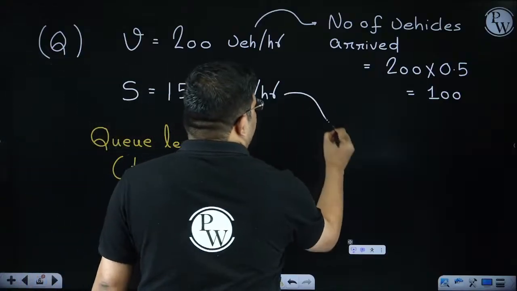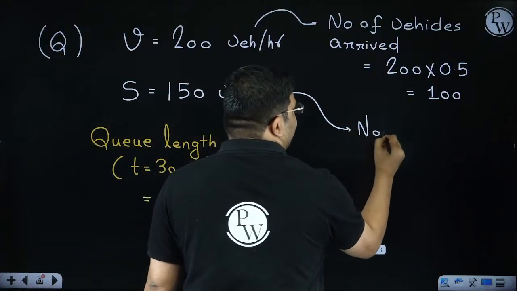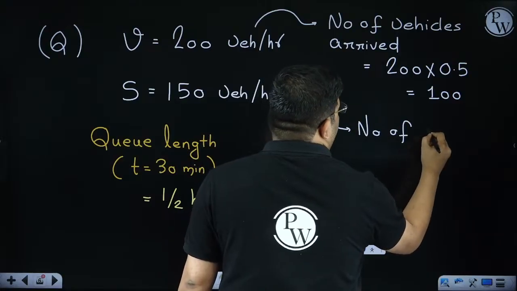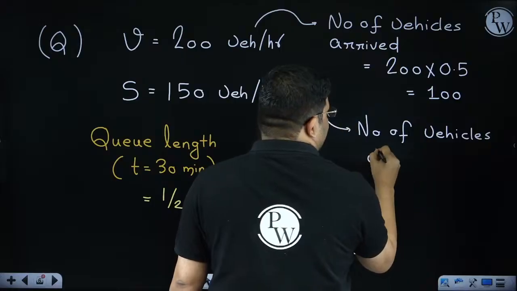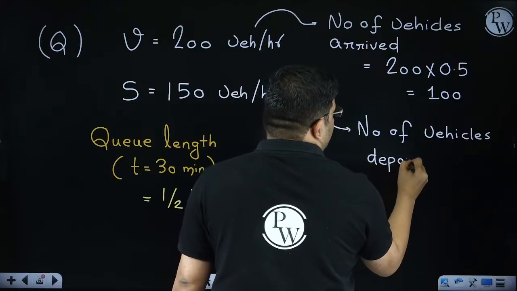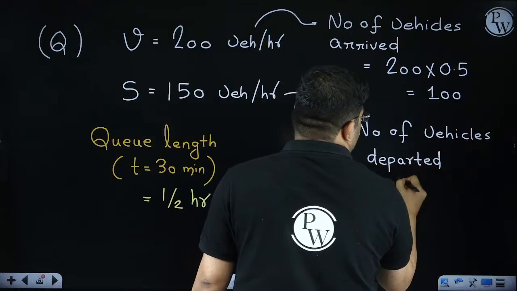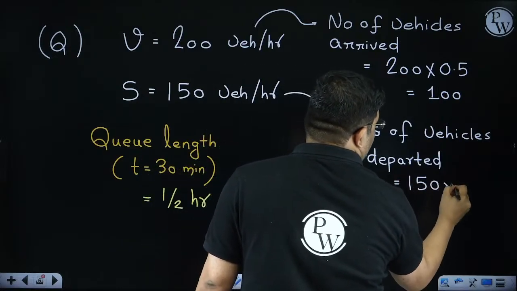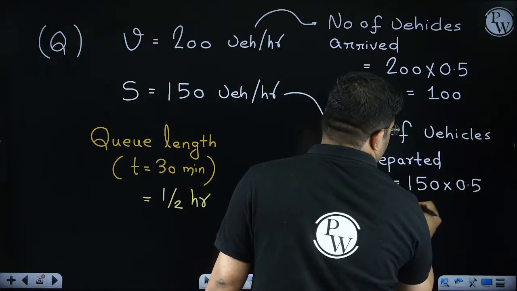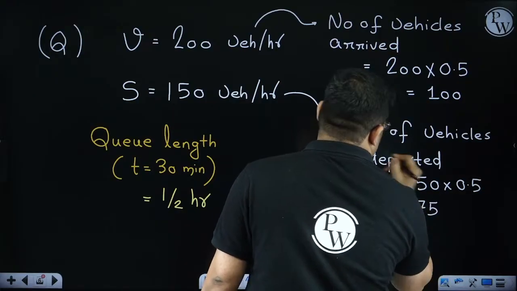Now from here I can find out the number of vehicles departed. What will be the number of vehicles departed in that time? The departure rate is 150 and the time is half an hour, meaning 0.5 hour. This will give me 75 vehicles.